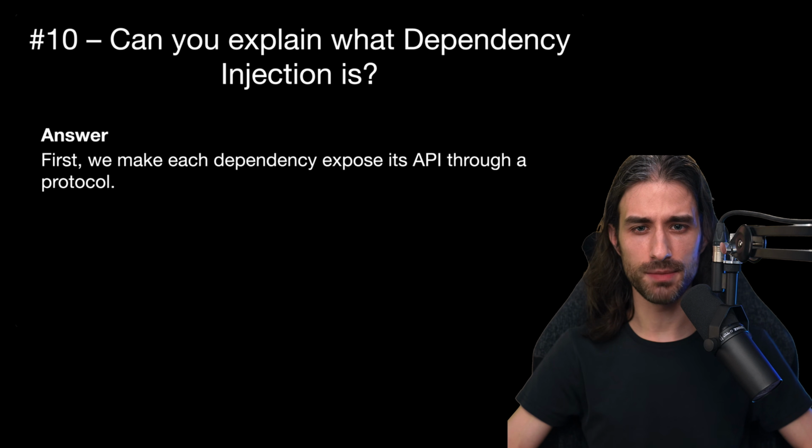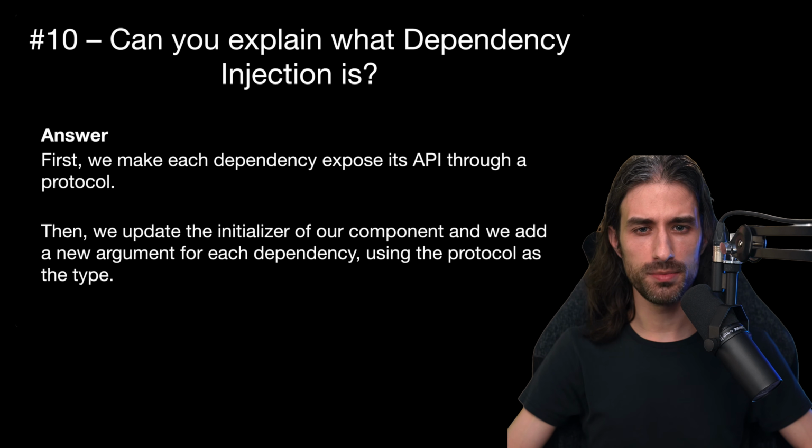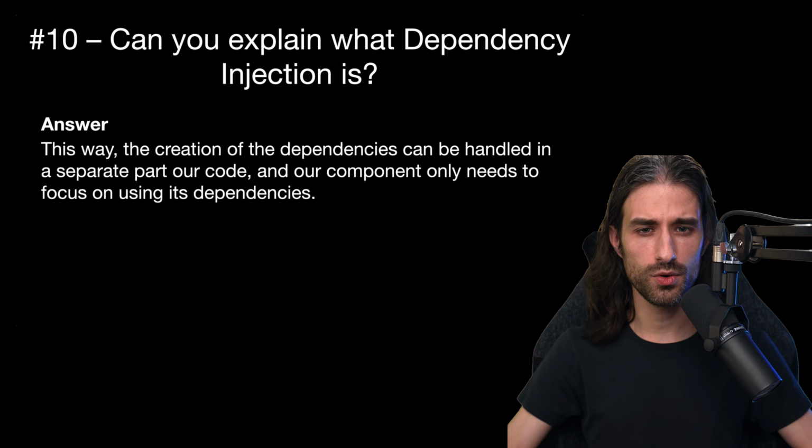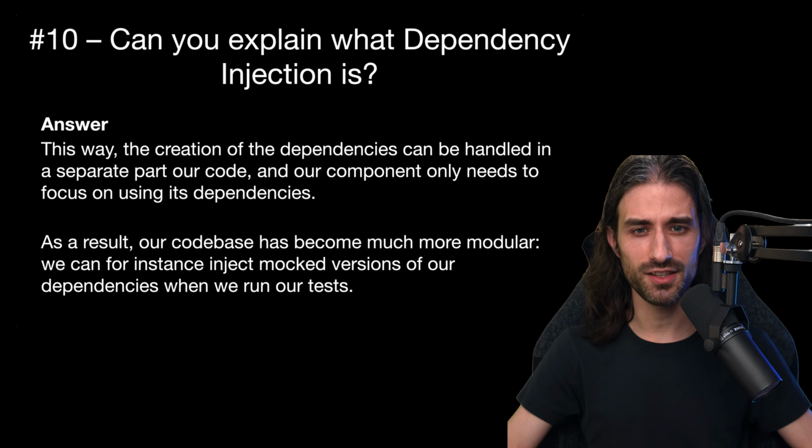First, we make each dependency expose its API through a protocol, and then we update the initializer of our component, adding a new argument for each dependency and using the protocols as the types. This way, the actual creation of the dependencies can be handled in a separate part of our code, and our component can focus solely on using its dependencies. As a result, our codebase has become much more modular. We can, for instance, inject mocked version of our dependencies when we run our tests.